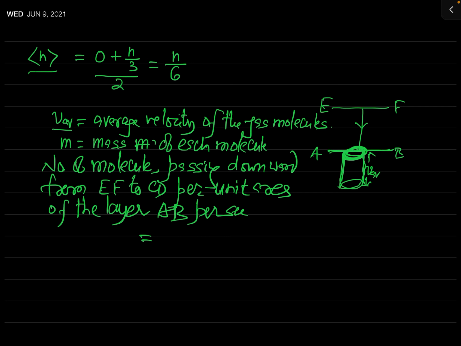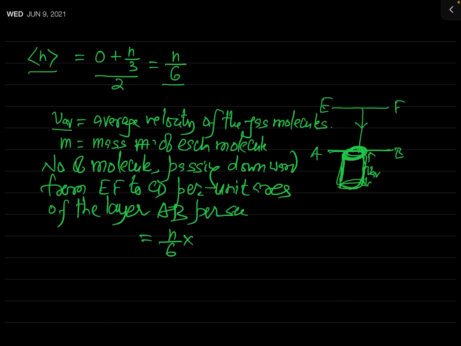And as you have seen, the number of molecules flowing in a particular direction on average per unit volume is n by 6. So when you calculate the volume of this cylinder and multiply that volume by this number n by 6, we will get this number. So this will be equal to n by 6 into the volume of this cylinder.